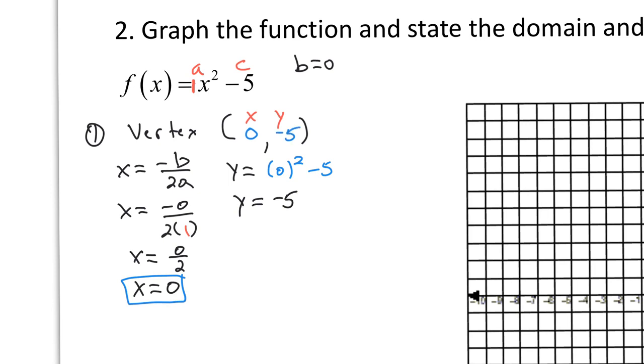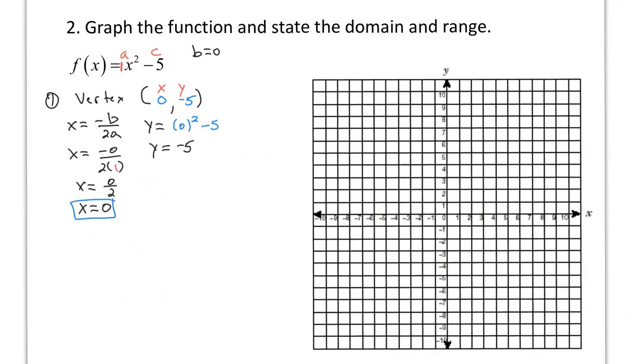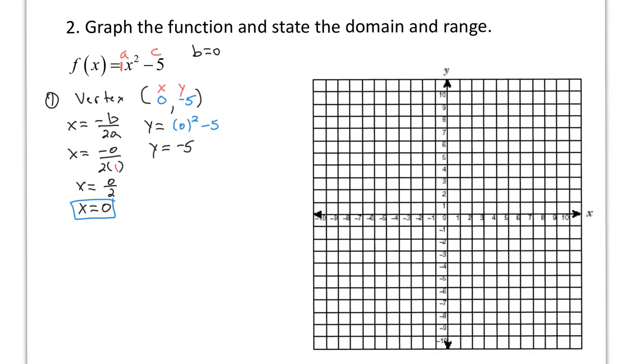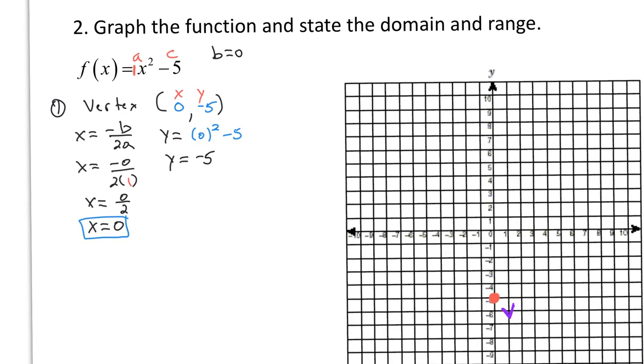Let's go ahead and plot it. I'm going to graph the point 0, negative 5. So 0, negative 5 is right here on the graph. And I know that is my vertex. So let me put V for vertex. And we can find out the direction of the parabola just by looking at the a value. So looking at the a value, positive 1, the parabola is going up because we have a positive a. So my U shape has to go up, regular U going up.